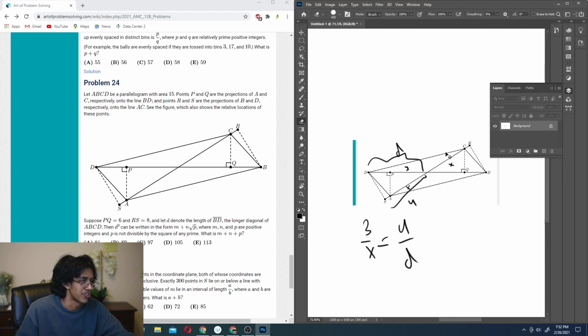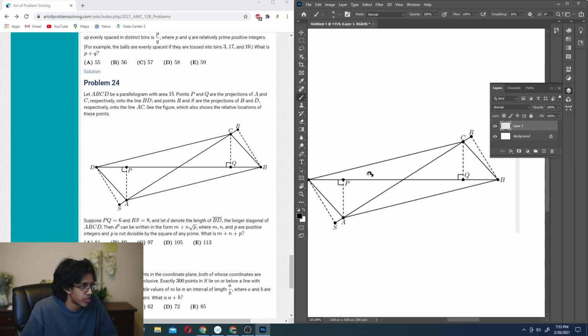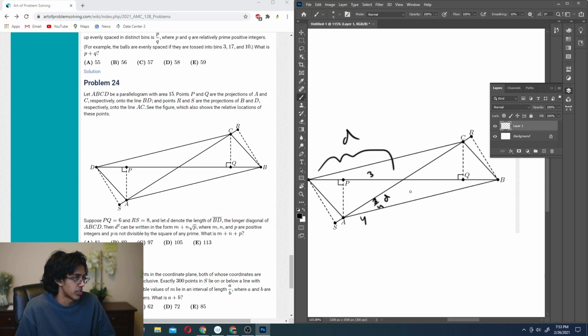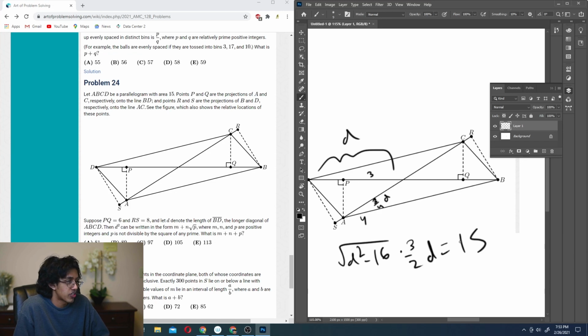Oh, maybe I should have put that on a different layer, hold up. Okay, so essentially we have this 3, this is 4, this is 3/4 d, right? And then this thing is d. Then essentially, now we could find the area, right? So the area is equal to 6/4 d times that, which is equal to d. Okay, so the height is equal to root d squared minus 4 squared, so minus 16. That's the height. And then we want to multiply by this length, which is 3/2 d. And that's the area, that's equal to 15. So if we just solve this, we should be good, right? Right? I think we should be good.